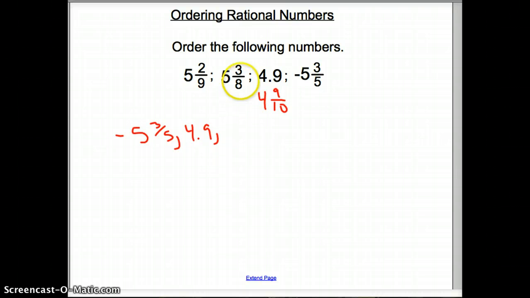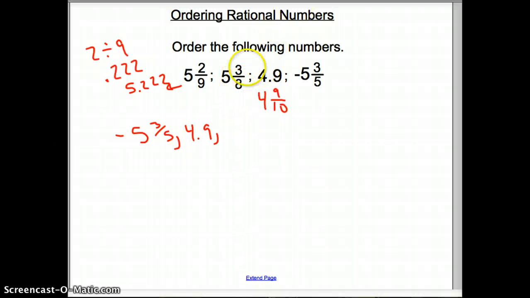And now, do we know which number is greater? No. So, instead of finding a common denominator right now, I'm just going to change these fractions into decimals. So what do you have to do? How do we change them into a decimal? We have to divide the top, so I'm taking 2 and dividing it by the bottom. So 2 divided by 9 is 0.222. Well, 5 2/9 turns into 5.222.